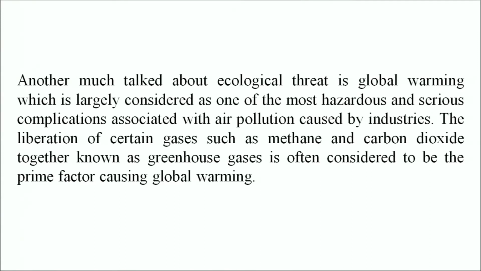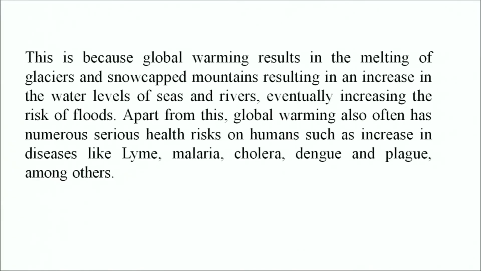The liberation of certain gases such as methane and carbon dioxide, together known as greenhouse gases, is often considered to be the prime factor causing global warming. Why is global warming a threat to society all around the world? This is because global warming results in the melting of glaciers and snow caps on mountains, resulting in an increase in the water level of seas and rivers, eventually increasing the risk of floods.